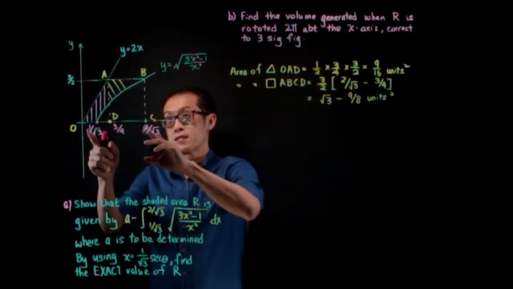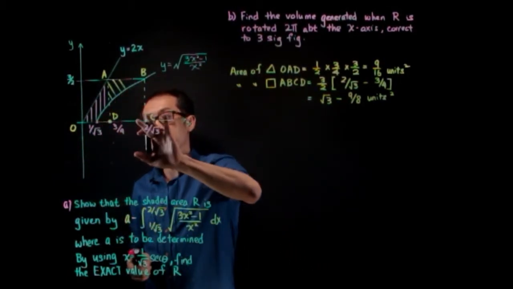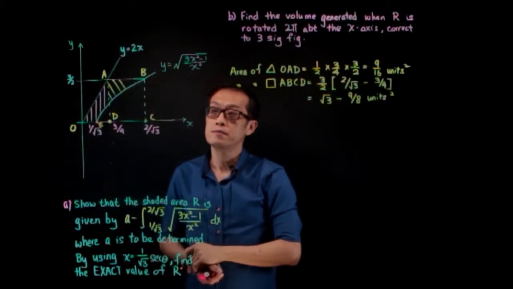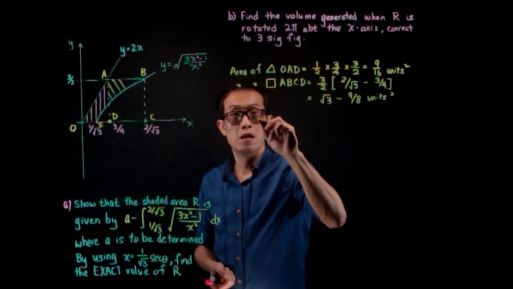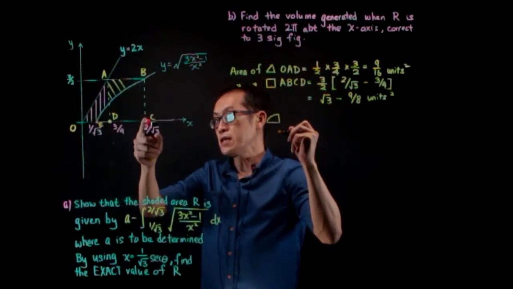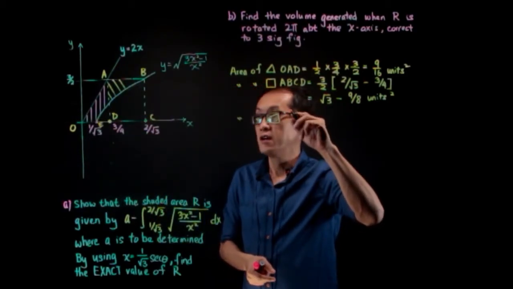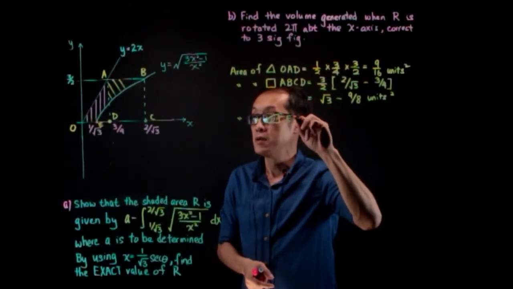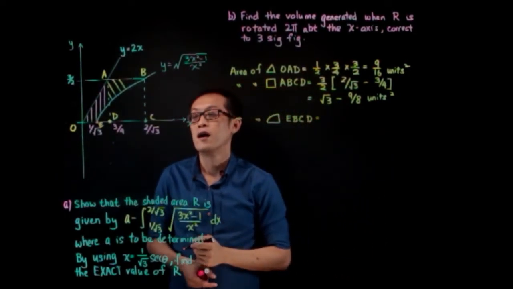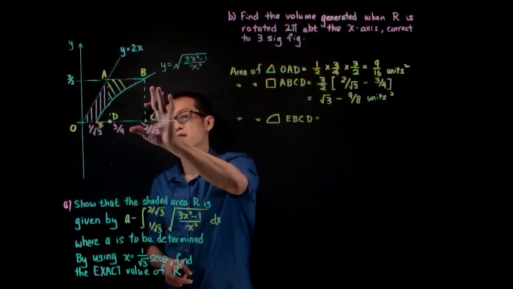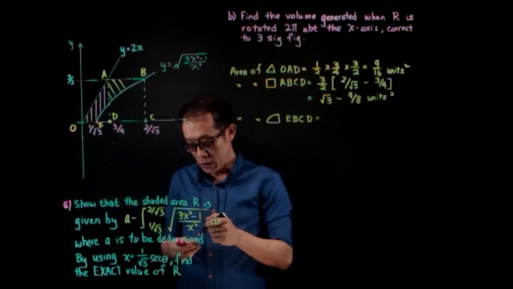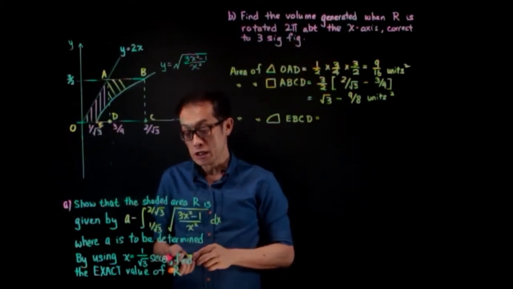Next, we want to find the area of the unshaded part. Maybe I name this E as well. So the area of E, B, C, D. Now, this is not a shape that we have a standard formula for. So what we need to do is use integration.